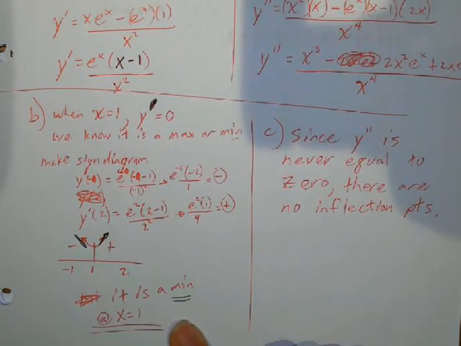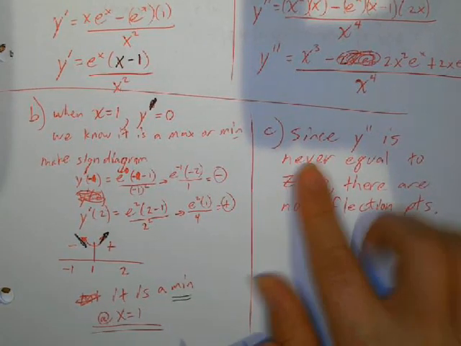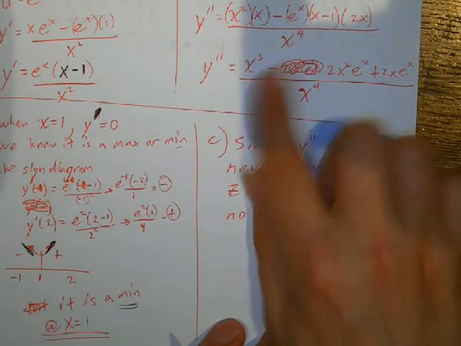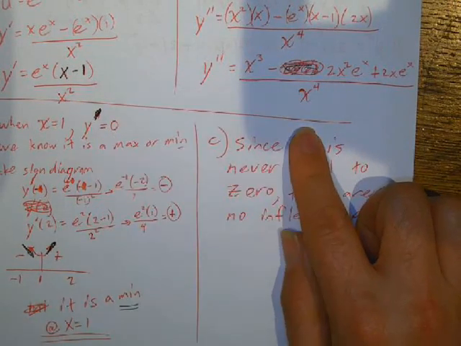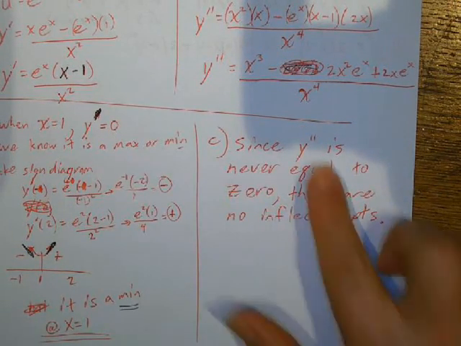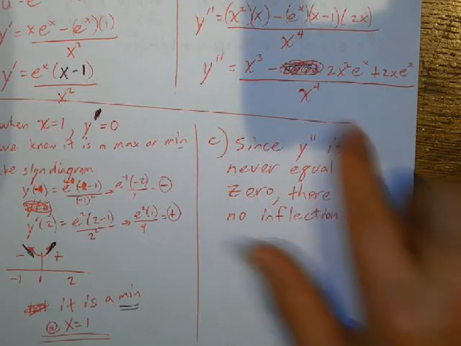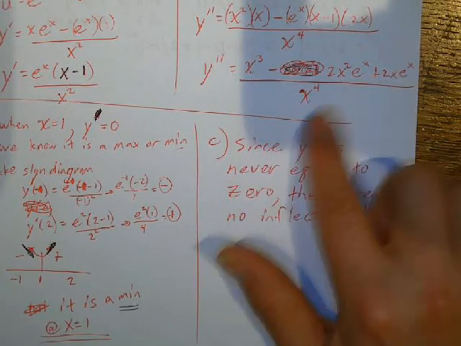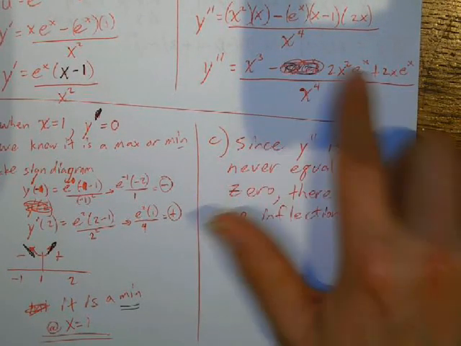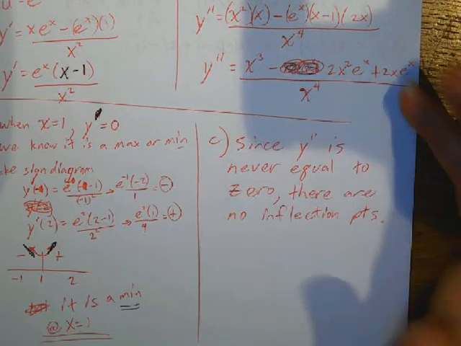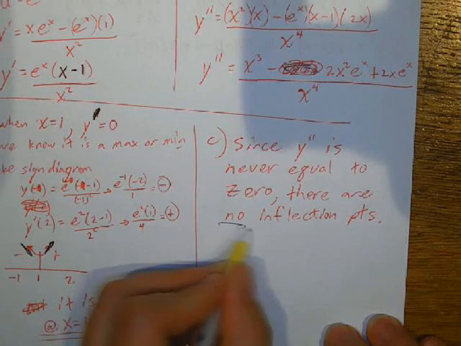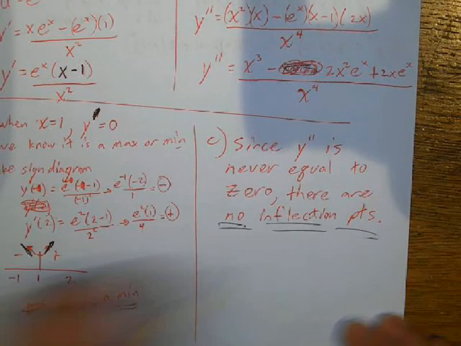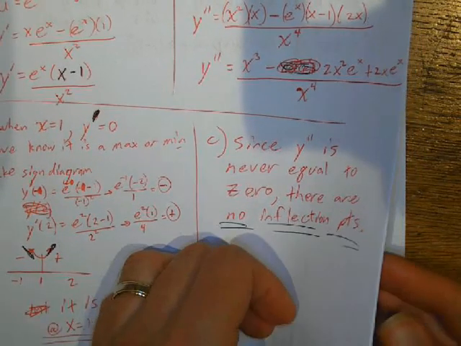Okay, and when I take the second derivative, we get this messy looking thing. Since this can't ever be equal to 0, I can't have x be equal to 0, and this doesn't factor out. So since this can't ever equal 0, that means there are no inflection points. And I'm going to call it quits there.